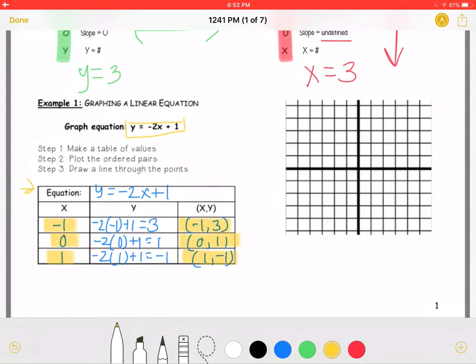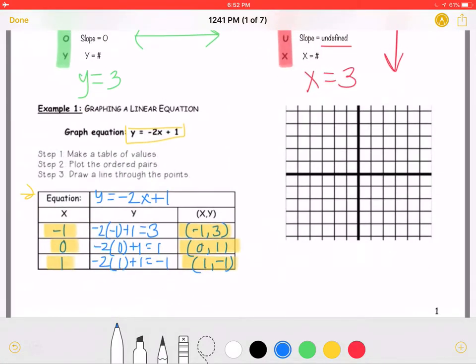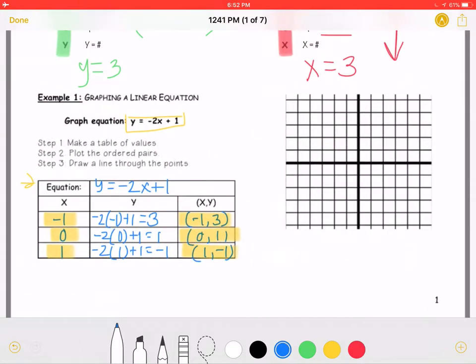You have 3 points that you're plotting, and then you're going to create your line. So let's start here. Thought I could zoom more, guess not. Remember, this is your x-axis, this is your y. We're going to start at negative 1, 3. Go to the left 1, up 3. Next point is 0, 1. Stay at 0, go up 1.